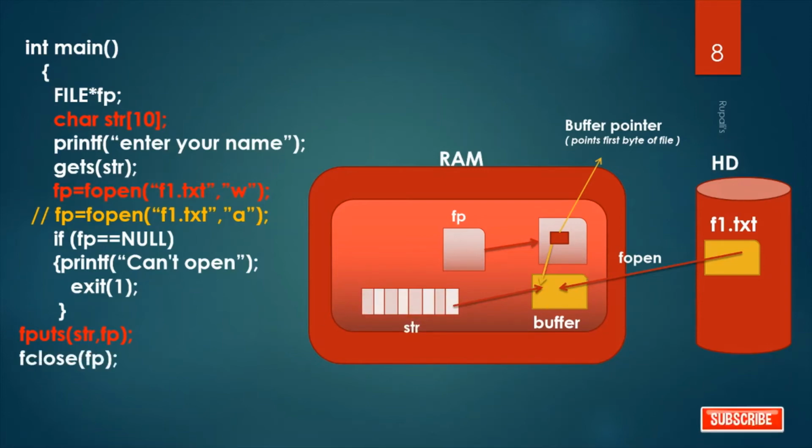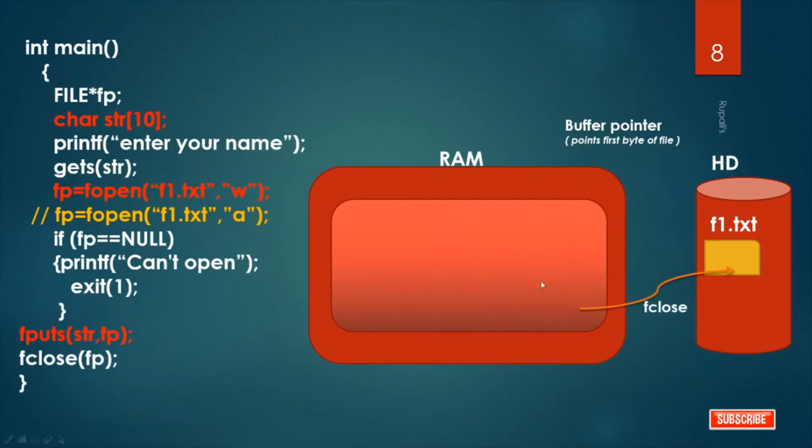After that, you have to close your file. So call the function fclose and close the file pointed to by fp. So we have to use fclose(fp). Then that file is again saved to the hard disk. In this way, this program works.